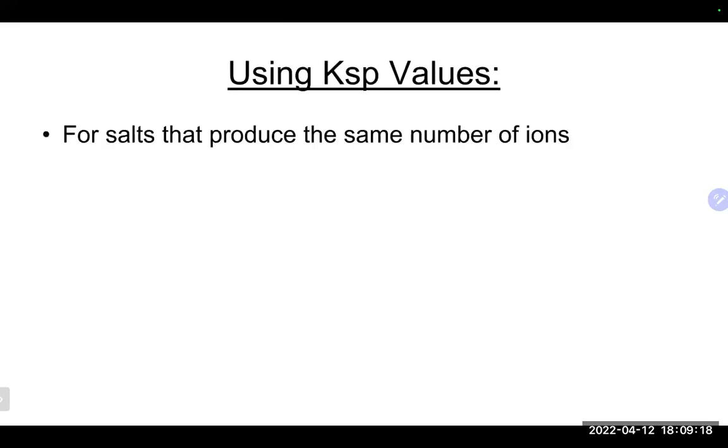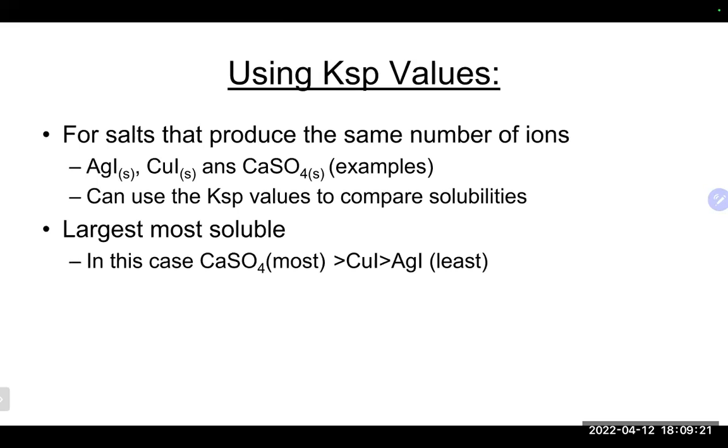So let's talk about actually using Ksp values to help us decide which one is more soluble and which one is least soluble. There is one situation where you could use the Ksp value, and a situation where you should not use the Ksp values to do that. First off, if you are comparing the solubility of compounds that break apart into the same number of ions, then you can use the Ksp values to help you determine which one is going to be more soluble.